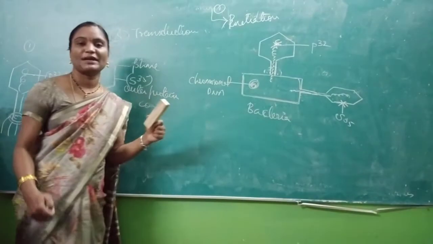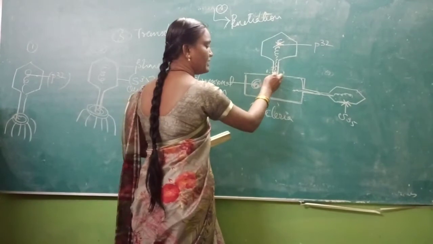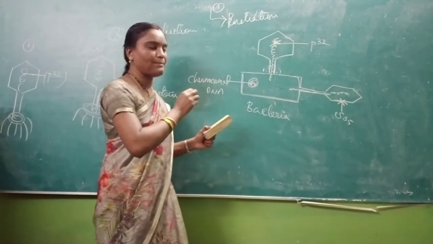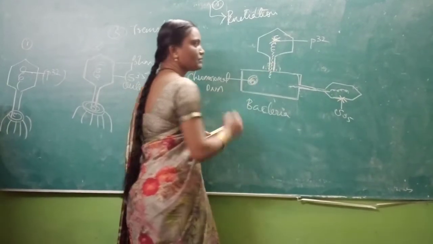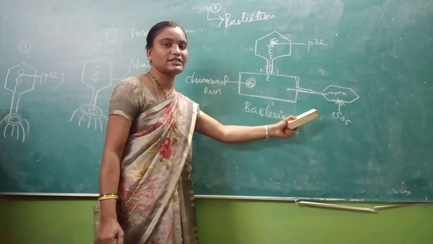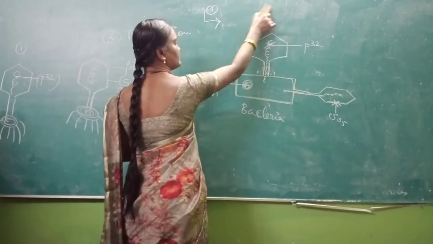So this is penetration. This particular phage DNA will enter into your bacterial cell. This phage DNA is radio-labeled, and this phage DNA is not radio-labeled. Next is synthesis.